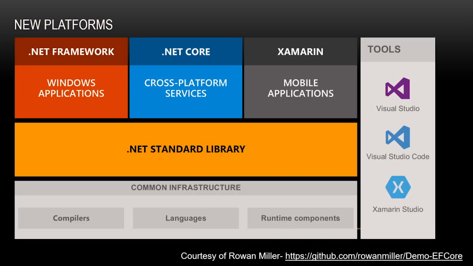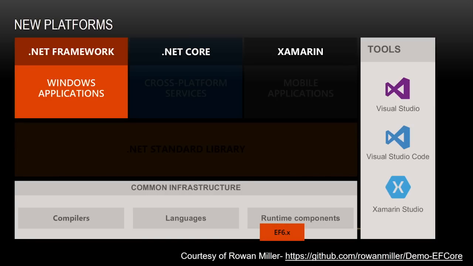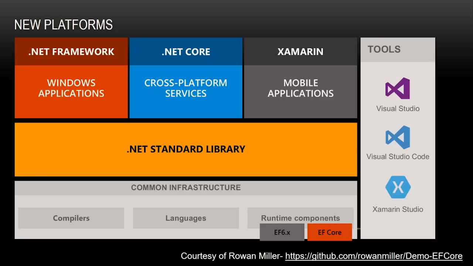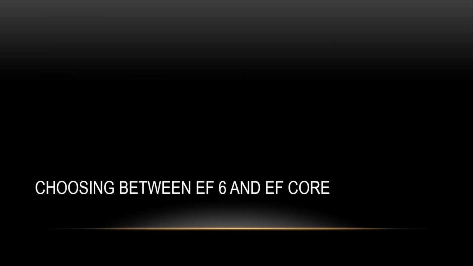So where does Entity Framework fit in? Well, again, we have two frameworks to talk about. So let's talk about Entity Framework 6. It is Windows only, runs on the .NET Framework. Then we bring in Entity Framework Core, and it runs everywhere. You can run it on Windows, you can run it on .NET Core, you can run it on Xamarin. So you really do have two choices, and we're going to discuss those choices now.